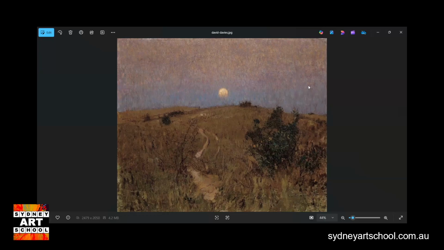No, it's a beautiful painting. It's a beautiful painting. Yeah. All right, well, let's come back to the slideshow here. Oh, it booted me out. I'm sorry, I'm just going to log back in again.